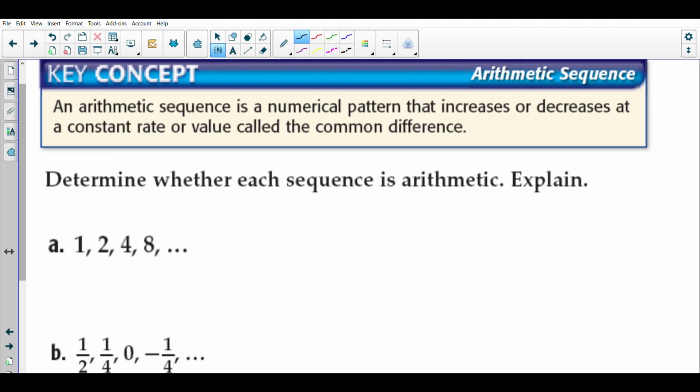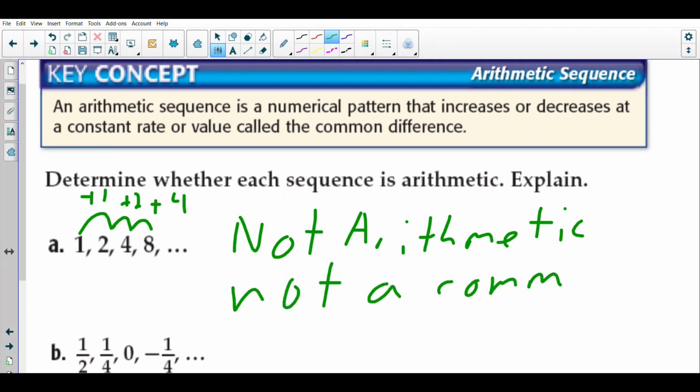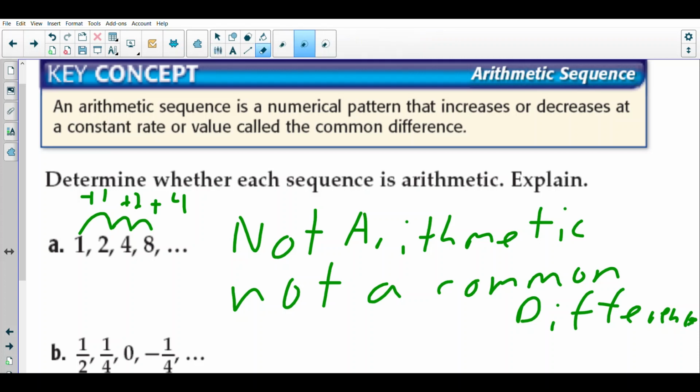If we look at each one, this is plus 1. Then we have plus 2. Then we have plus 4. So this is not arithmetic, because there is not a common difference. All right, so I ran out of room there.